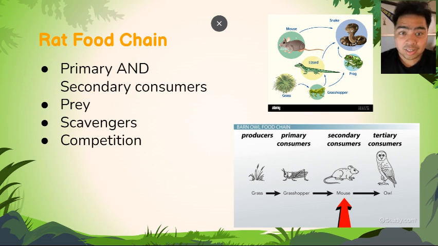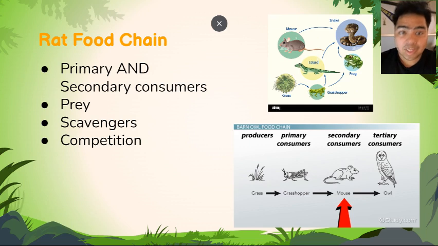Prey. Rats are an important food source for various predators within the ecosystem. Birds of prey, such as owls, hawks, and eagles, as well as carnivorous mammals like foxes, coyotes, and domestic cats, often hunt and consume rats. Snakes and larger rodents also prey on rats. As prey, rats contribute to the energy flow within the ecosystem, sustaining populations of their predators.